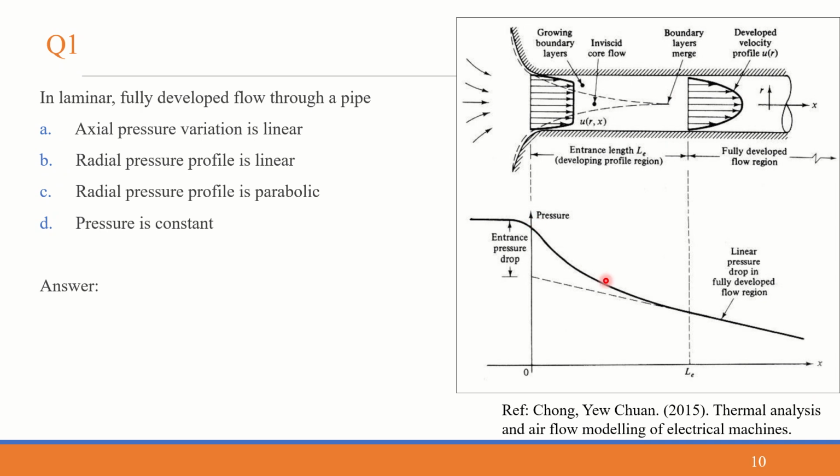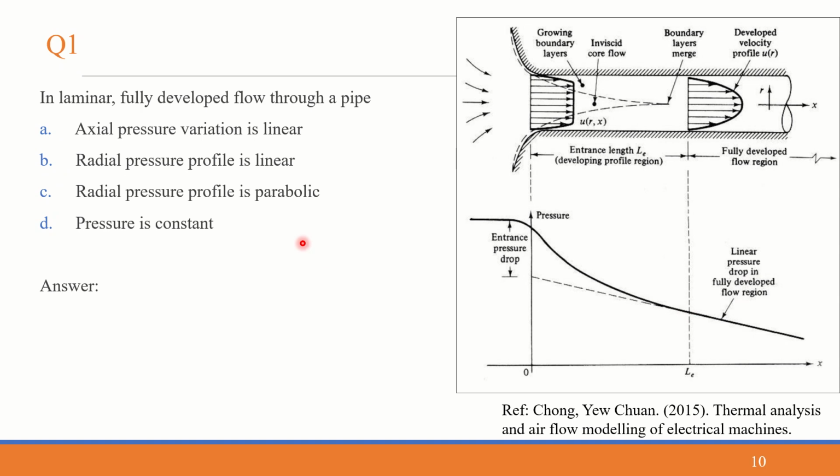In the developing region, we are not able to see any pattern. Even though variation is there, we are not able to see any particular relation. But here in the fully developed region, what are we seeing? We are seeing a linear pressure drop in the fully developed flow region. So linear pressure drop in a fully developed flow region.